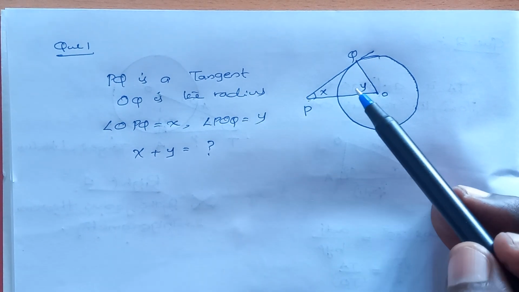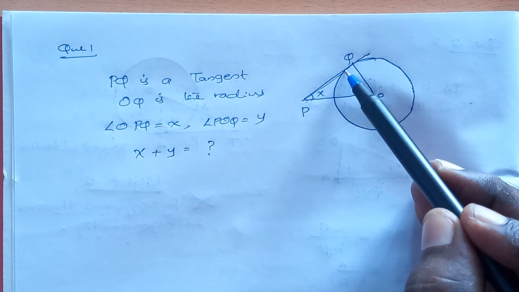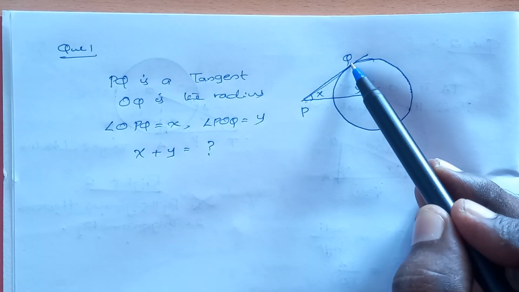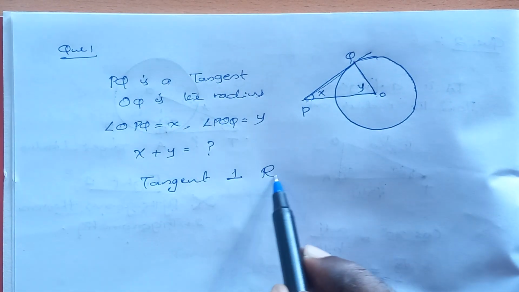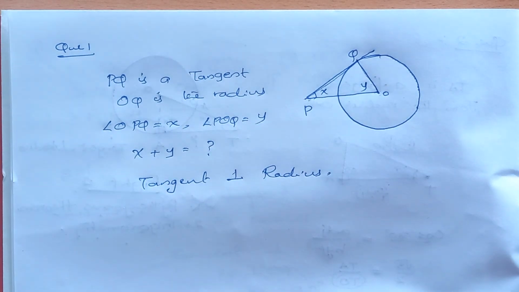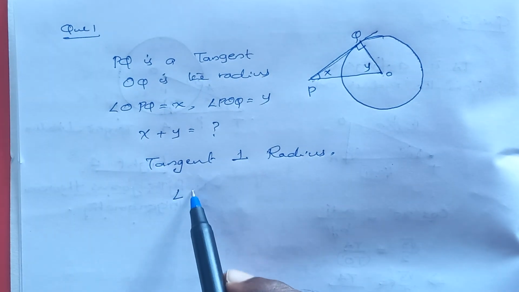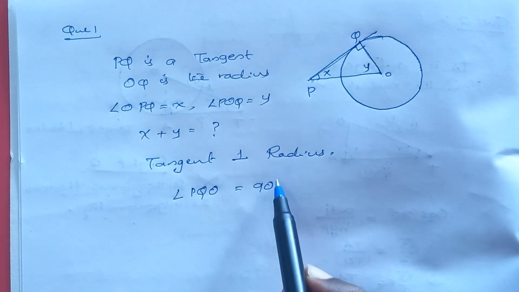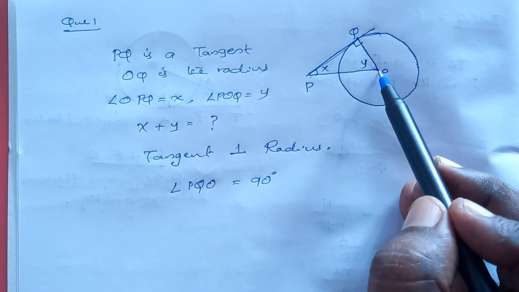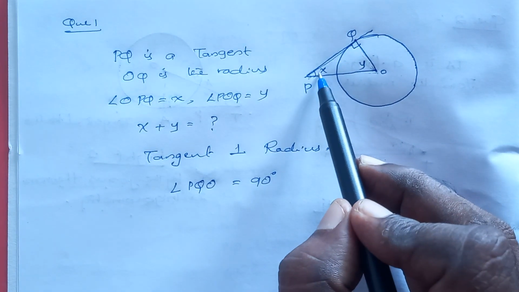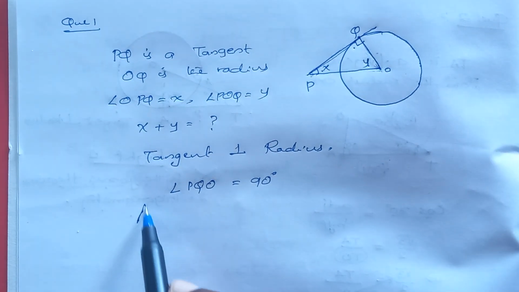So when you look at here, we can use an important property which you learned in class 10, which is the tangent is perpendicular to the radius. We learned it as the first theorem. That means angle PQO is 90 degrees. Now when you look at this triangle POQ, angle P is X, angle O is Y, and angle Q is 90 degrees.